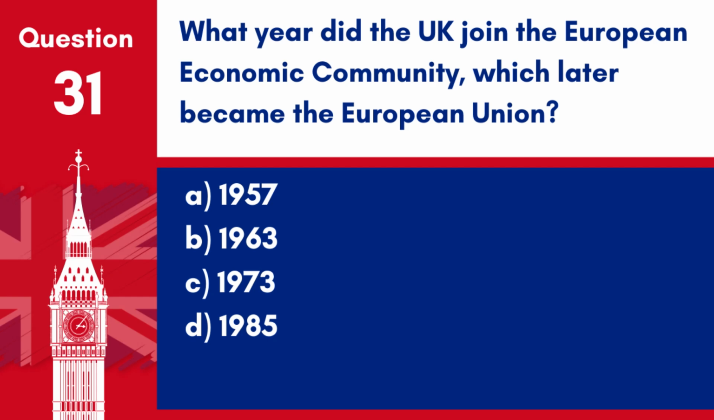Question 31. What year did the UK join the European Economic Community, which later became the European Union? A. 1957. B. 1963. C. 1973. D. 1985. Answer: C. 1973. The UK joined the European Economic Community, the precursor to the European Union, in 1973.